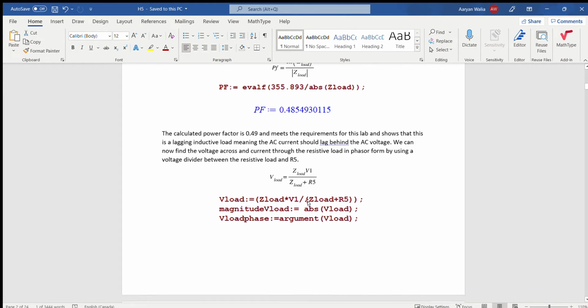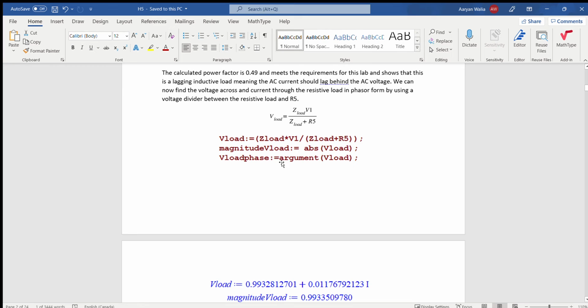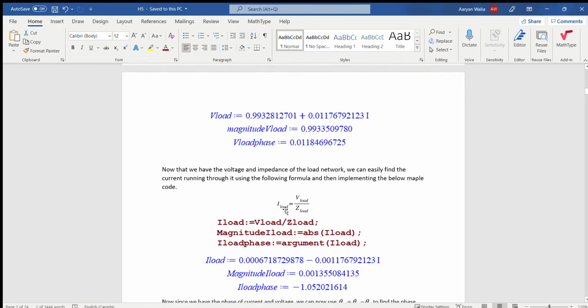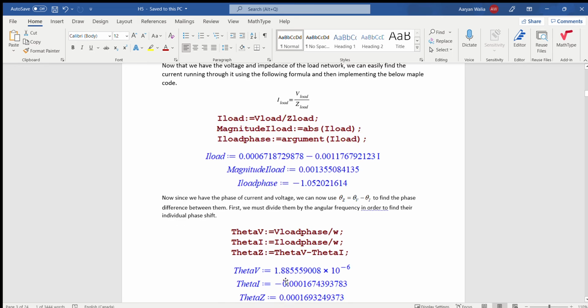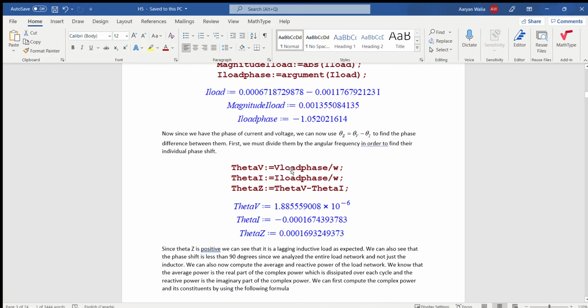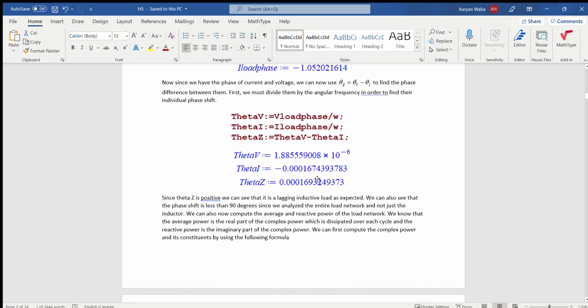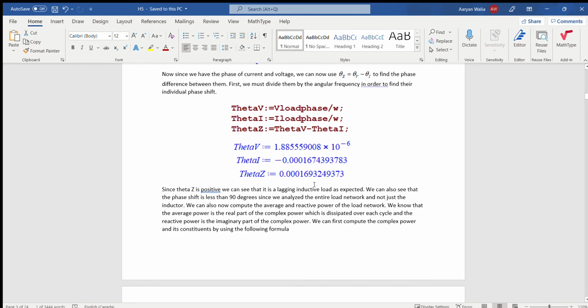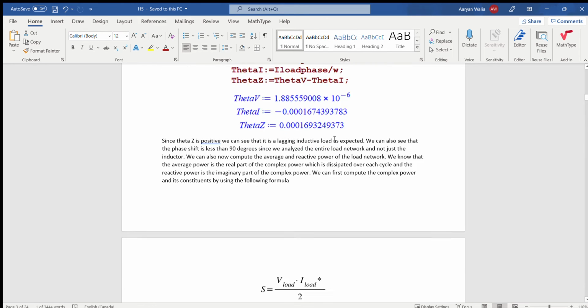Then we use a voltage divider to find V load, and then we can use these commands to find the imaginary part and the magnitude and the phase of it. And then we can use Ohm's law to do the same thing with the current. Then we can find our load voltage phase, divide it by its angular frequency, and then get its individual phase shift. So theta z is positive, which means it's a lagging inductive load, and that's what we expect.